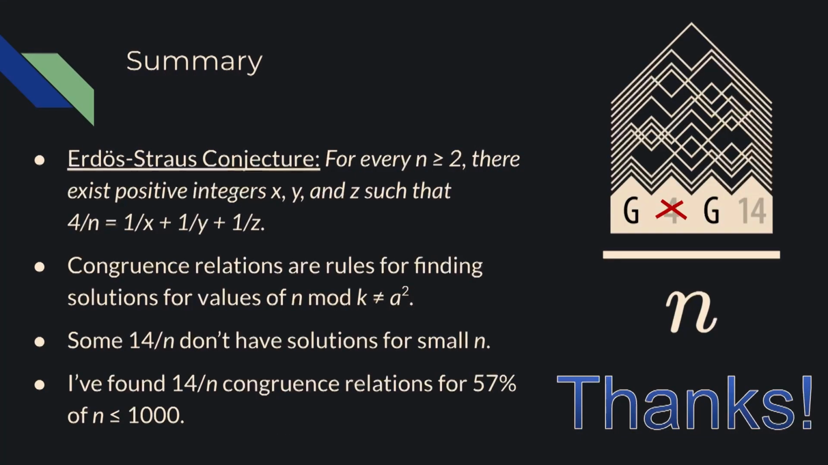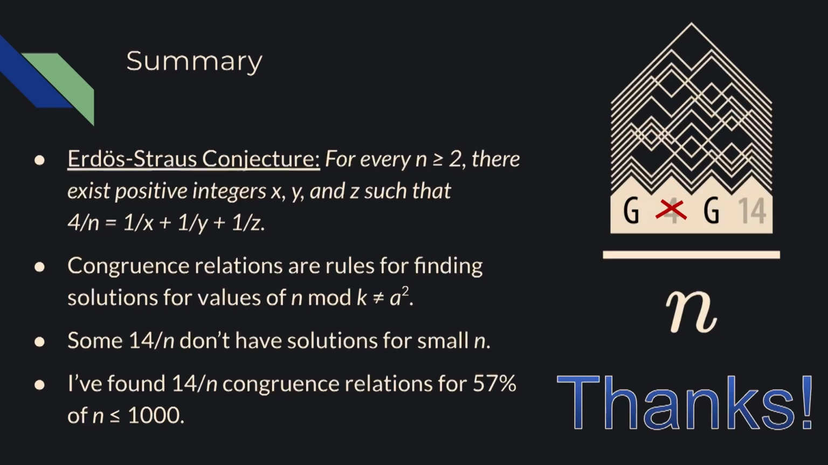In summary, the Erdős-Straus conjecture is, for every n greater than or equal to 2, there exist positive integers x, y, and z such that 4 over n equals 1 over x plus 1 over y plus 1 over z. It hasn't been proven yet.